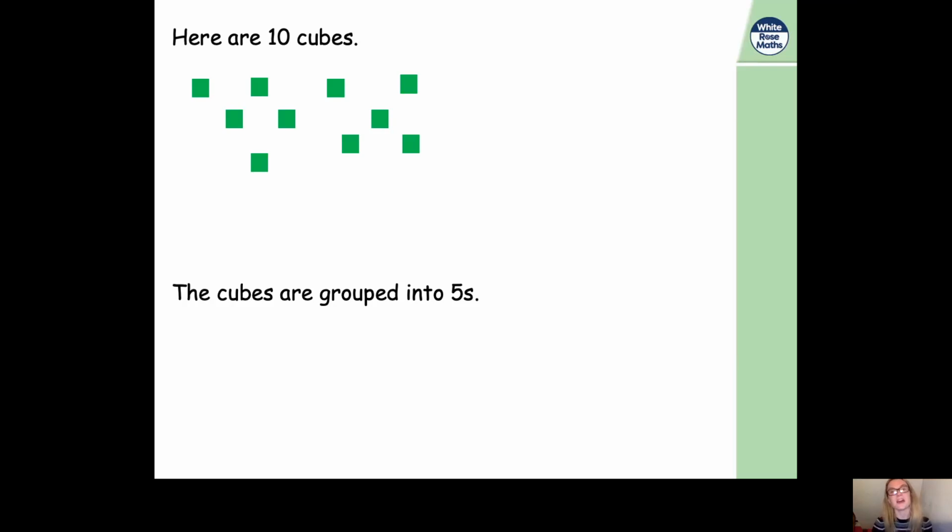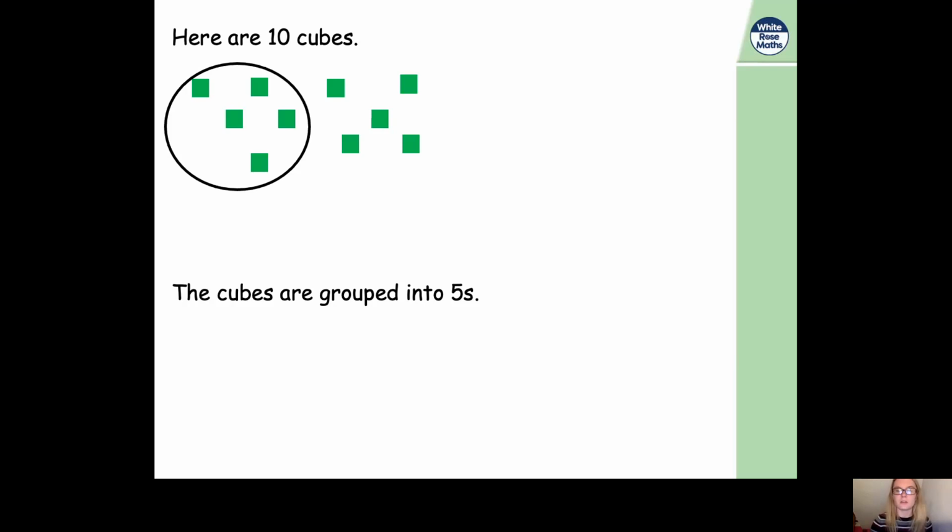Okay, how did you get on with grouping your 10 cubes? Shall we see how I got on? So there's my first group of 5. Can you see? I've got 1, 2, 3, 4, 5 squares in that group. And that's what it asked for, grouped into 5. So there you go, I've done that right.